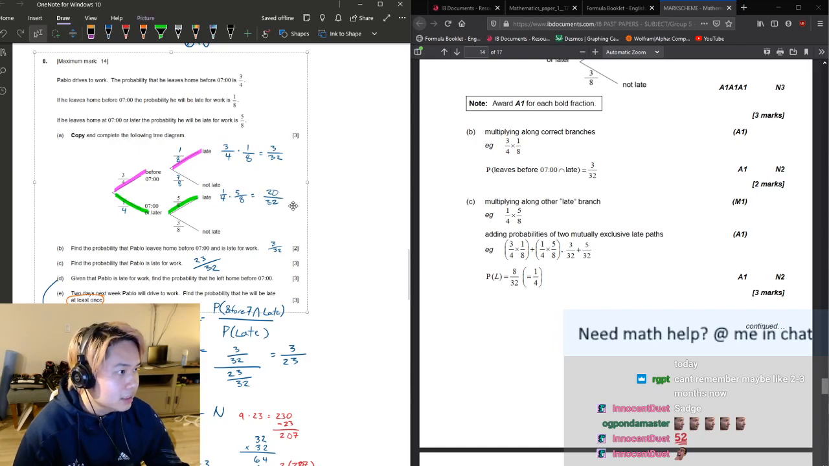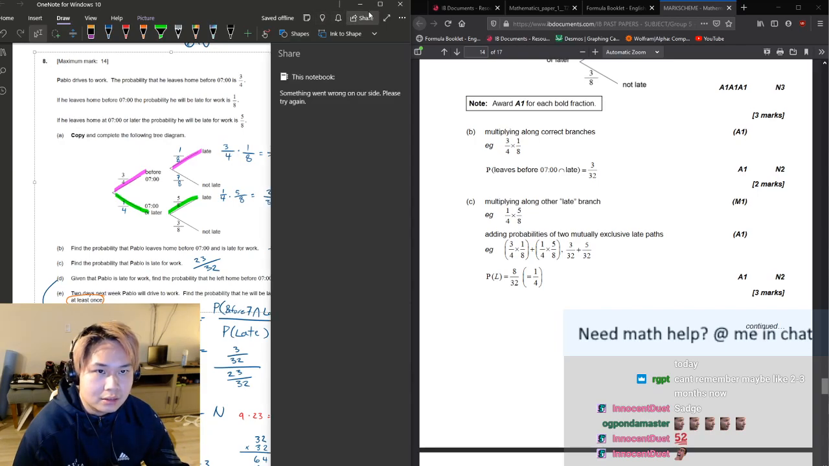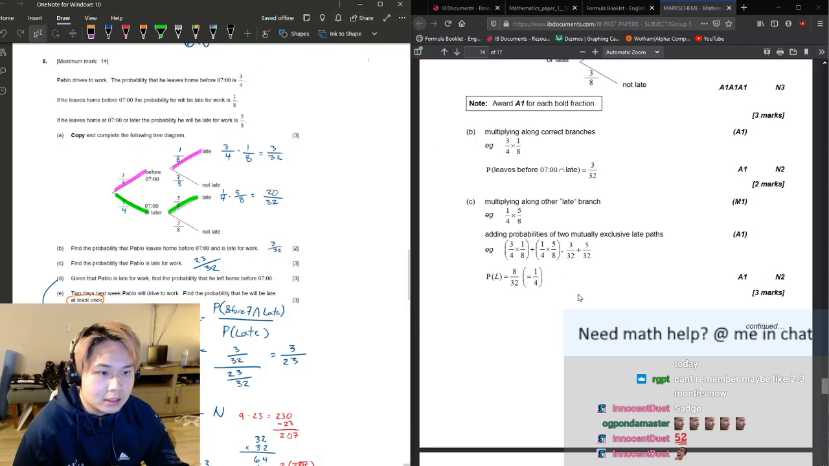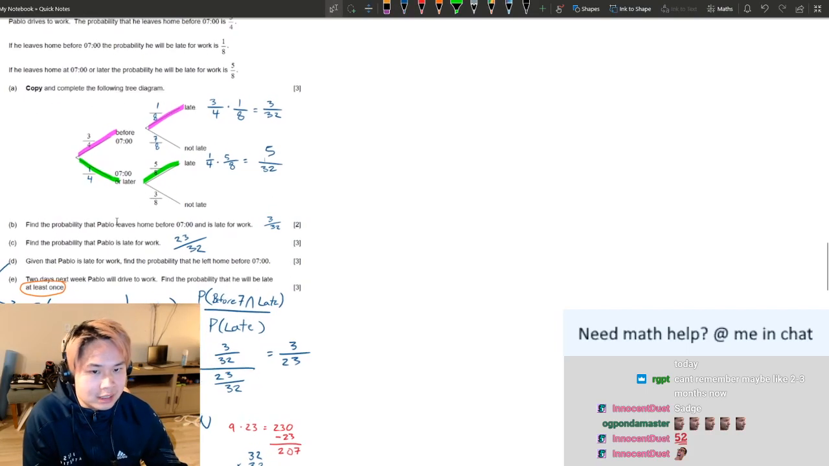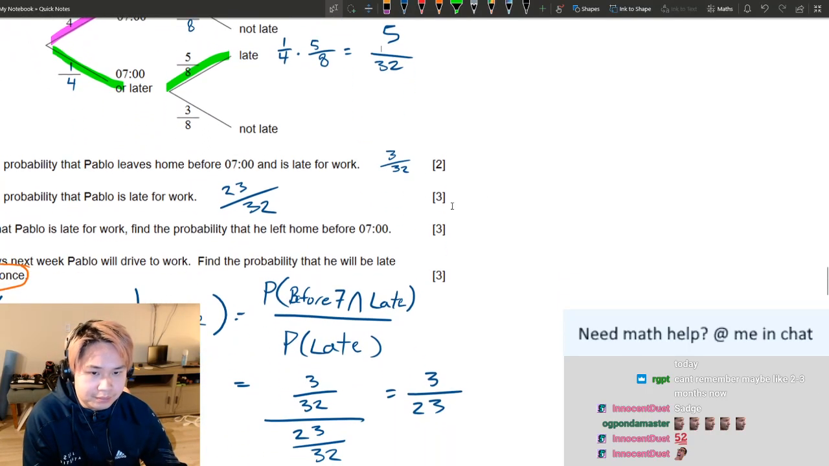Oh, uh-oh, I totally messed this one up. So I should get 8 over 32, and I have 23 over 32. So let's see where I messed up. Oh, I said 1 times 5 was 20. That's my bad. This should be 5. Ah well, let's redo this question because I have the time for it.